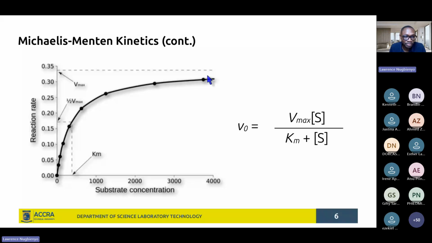So if you have a maximum rate of reaction there, to reach half of that maximum rate of reaction, you must have a certain concentration of substrate in solution. And that concentration of substrate is what is referred to as the Michaelis-Menten constant. And so this is a constant which is used in enzyme kinetic studies.